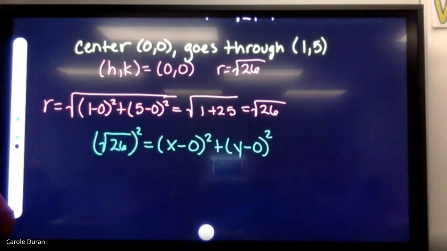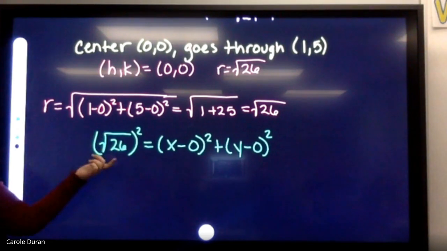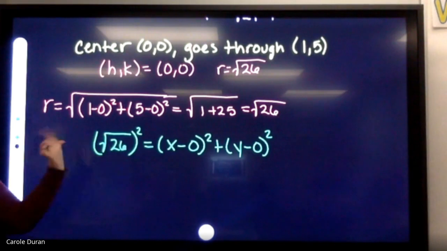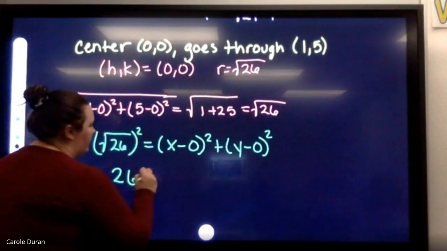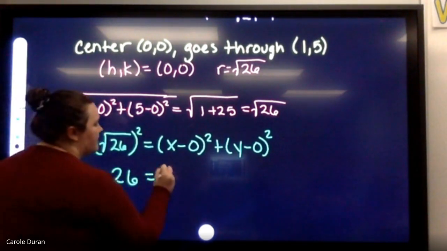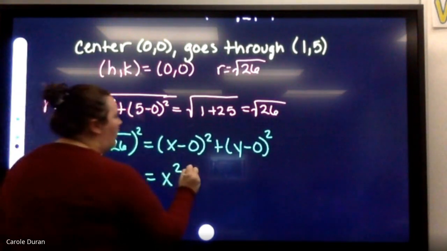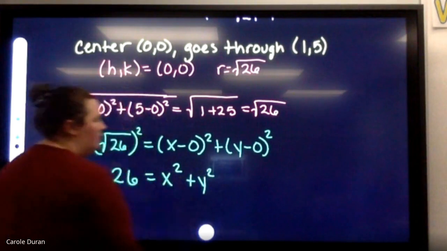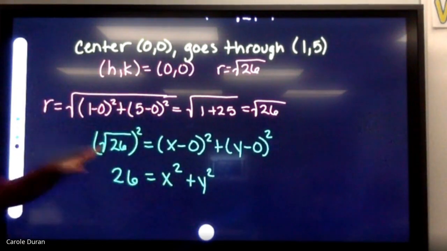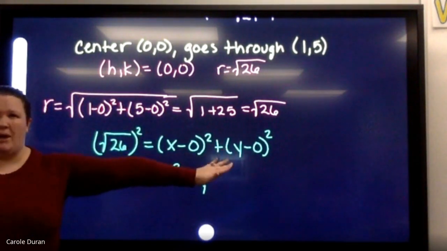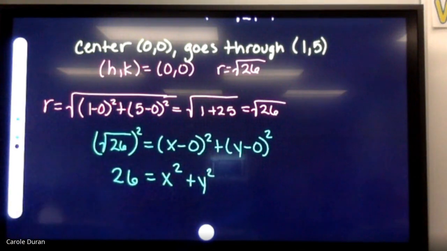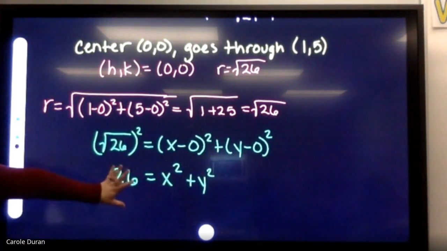Correct. I can actually simplify this one a little bit more. First of all, what's the square root of 26 squared? 26. What's x minus 0? Just x. So I can rewrite that as x squared. Similarly, y minus 0 is just y, so that becomes y squared. You are more than welcome to leave it as x minus 0, y minus 0 if you want to. I would never count off for that. This just looks nicer.